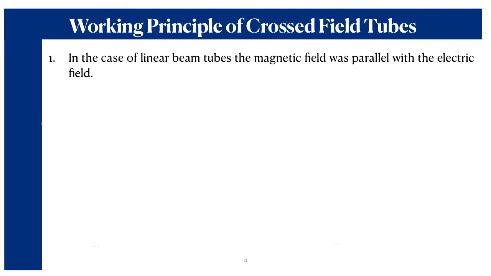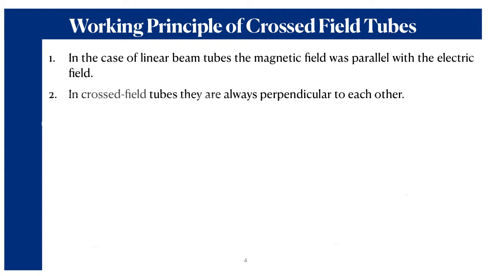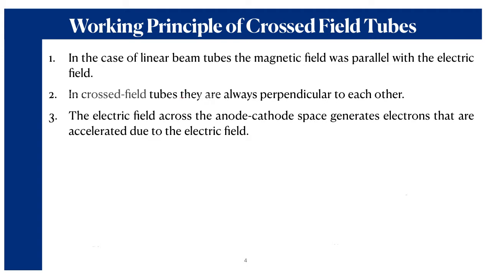There, the electric field and the magnetic field were applied parallel to each other in order to achieve that goal. But in the case of cross-field tubes, the electric field and magnetic field are applied perpendicular to each other in order to achieve the cycloidal motion of the electron. You should remember the cycloidal motion that I have already discussed earlier in this course. In cycloidal motion, the electrons are accelerated by the application of the electric field, whereas those electrons are bent due to the application of the magnetic field.